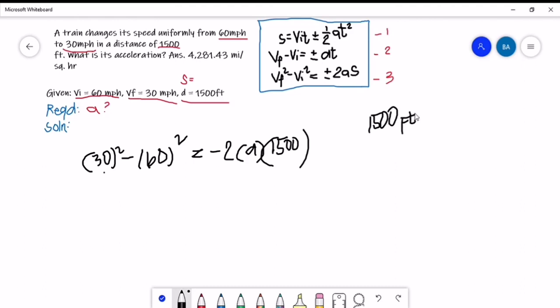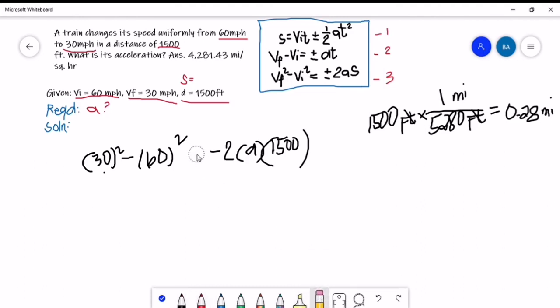So what is our conversion? Our conversion is, based on my research, in every 1 mile there are 5,280 feet. So therefore, feet will be cancelled out. We have 0.28 mile.